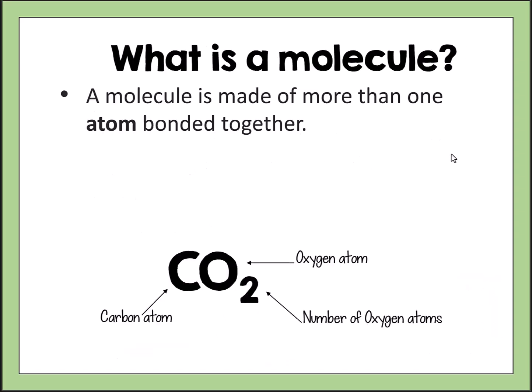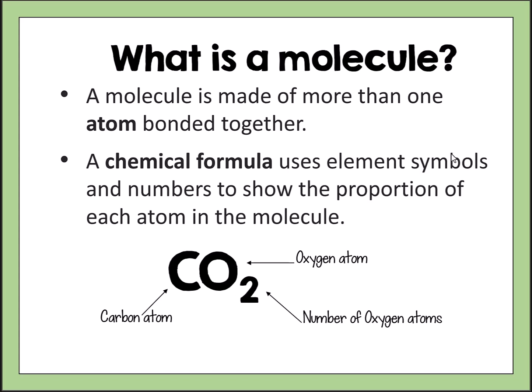A molecule is made of more than one atom bonded together. So 2 elements can create a compound, 2 atoms create a molecule. And a chemical formula uses element symbols and numbers to show the proportion of each atom in the molecule. So here is a molecule of carbon dioxide.